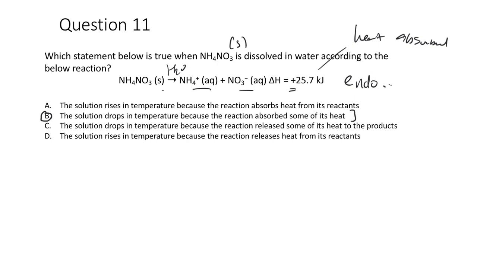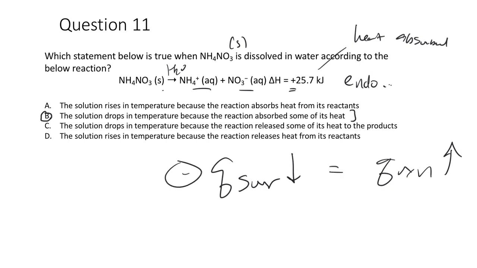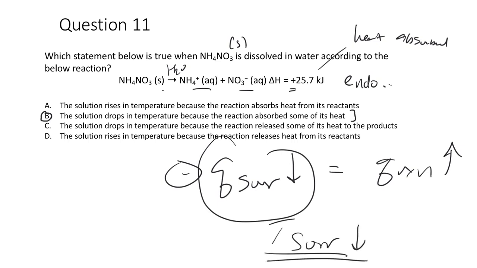Because of Q surroundings, the heat change of the surroundings versus the heat of the reaction: the reaction here is increasing in its heat, so the surroundings has to be decreasing. And so we have this relationship that the heat of the reaction is the opposite of the surroundings. Again, if the reaction increases its heat, the surroundings has to lose heat. This means the temperature of the surroundings must drop. Okay? And so that'll lead to answer B.